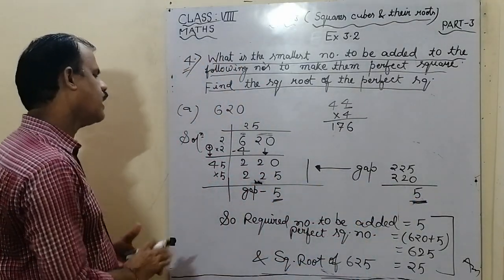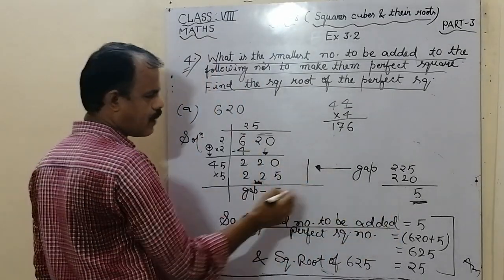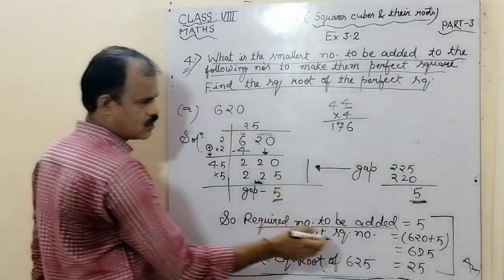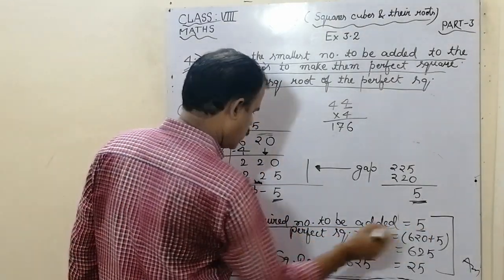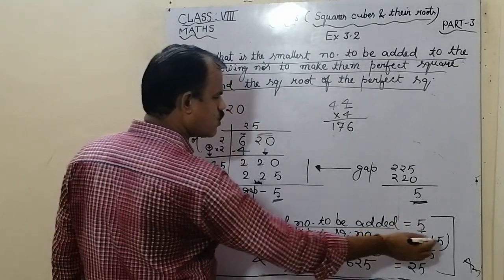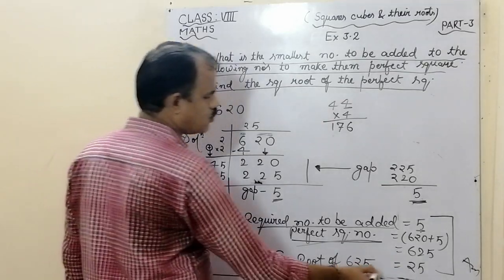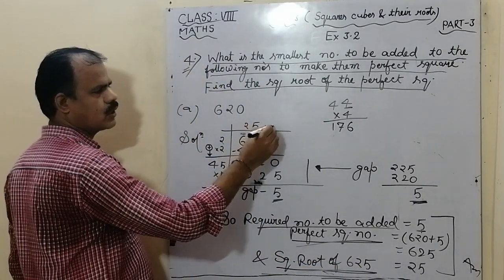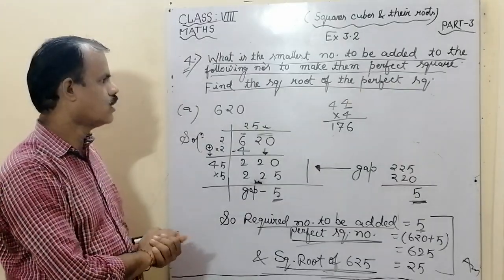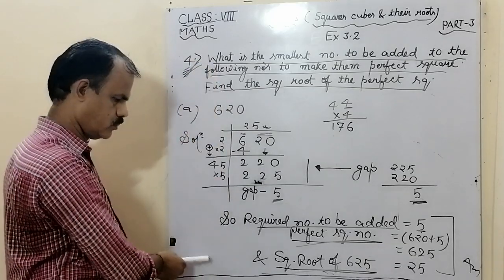So the required number to be added is the gap, 5. We have to add 5 to 620. The required number to be added is 5, so the perfect square is 620 plus 5, it becomes 625, and the square root of 625 is 25. Like that you can solve these questions through the division method.